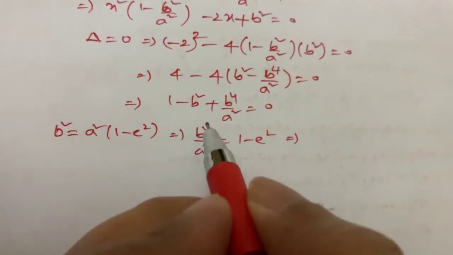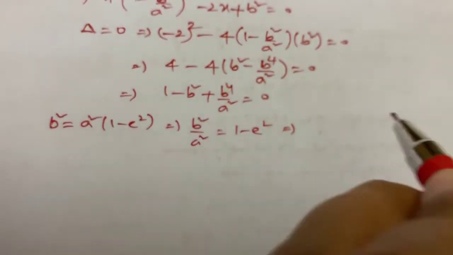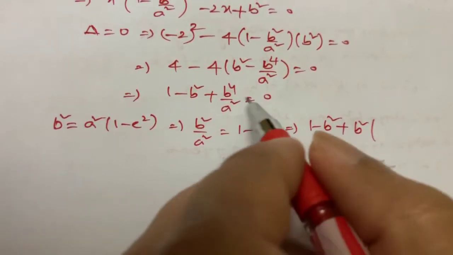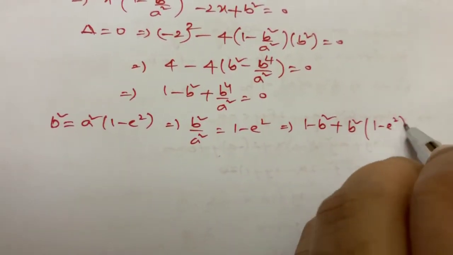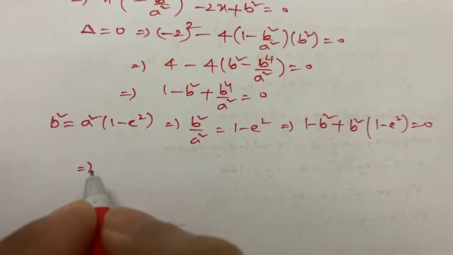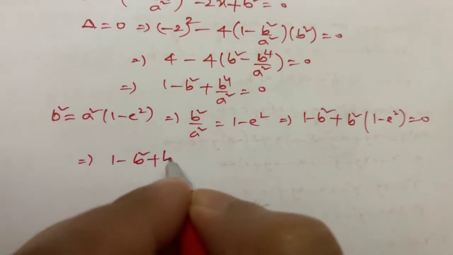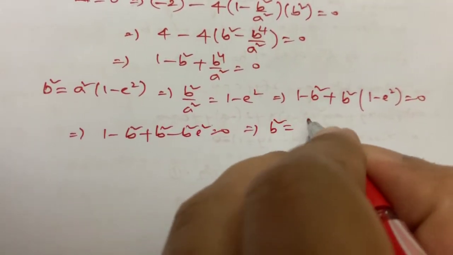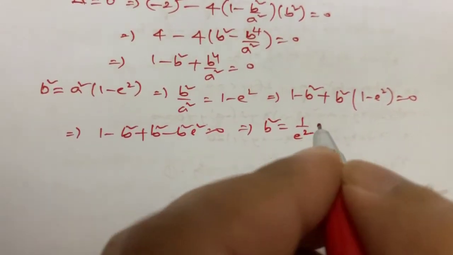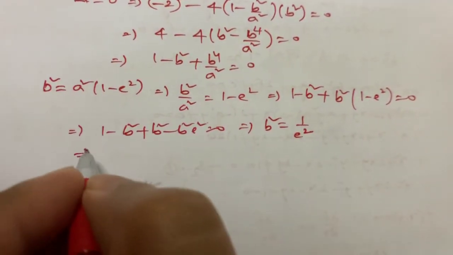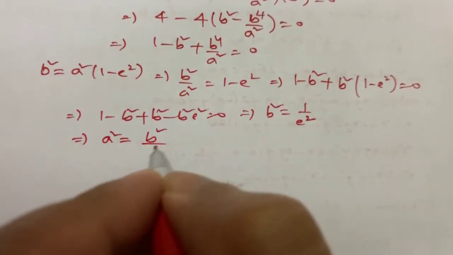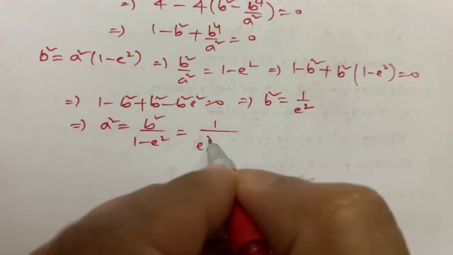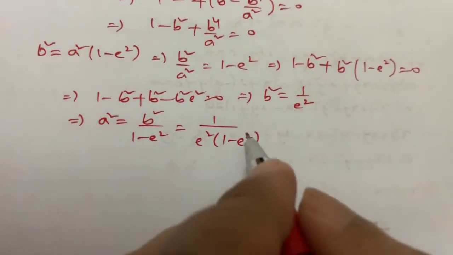So if I write it here, 1 − b² + b²(b²/a²), which is 1 − e², is equal to 0. So 1 − b² + b² − b²e² = 0. So b² is equal to 1/e². So a² is equal to b²/(1 − e²). So b² is 1/e², and a² is 1/(e²(1 − e²)).